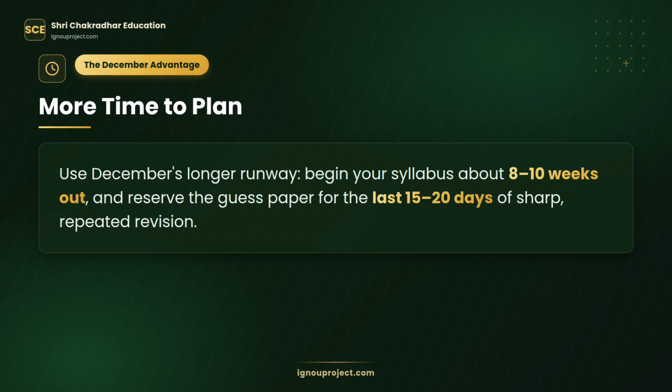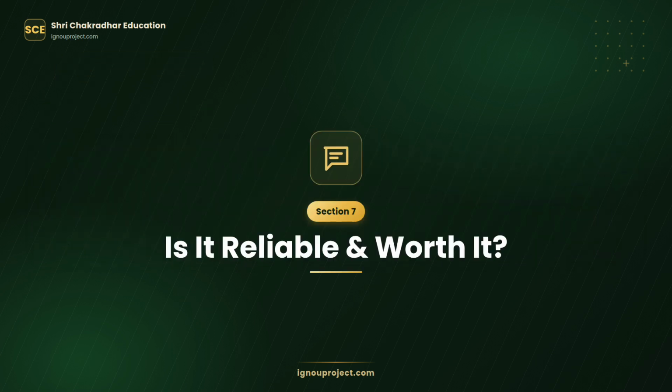The good news about December is time. Compared with a rushed June cycle, the December window often gives you a longer runway. Begin your syllabus about 8 to 10 weeks out, and reserve the guess paper for the last 15 to 20 days of sharp, repeated revision. Now, the honest judgment question students really want answered.